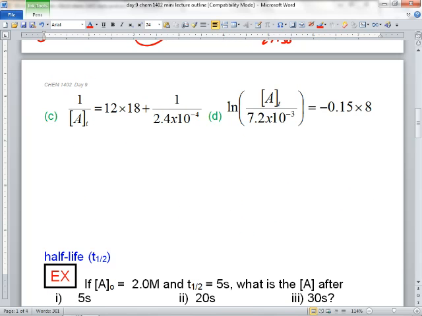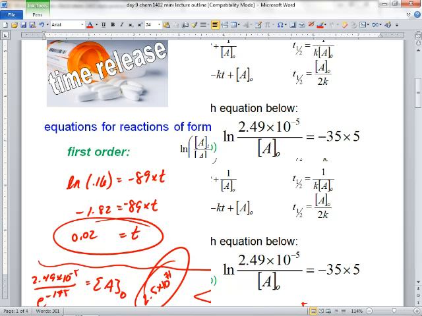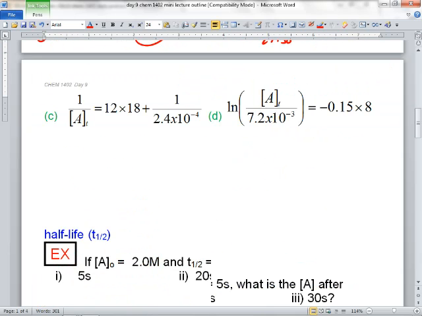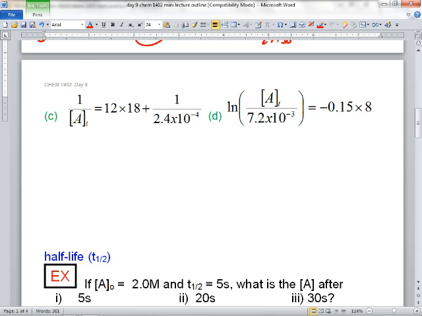Let's try some more of these, because this is the homework. This is the tough stuff. Okay, here's another one. Different equation. Look at this equation: 1 over A at t equals 12 times 18 plus 1 over something. That looks like we're plugging into which one? Yeah, the second order one, right? So this is the question where they had to say second order, and then they gave us everything but the concentration of A at time t. So they're asking, what's the concentration after so much time? Looks like it's after 18 seconds.